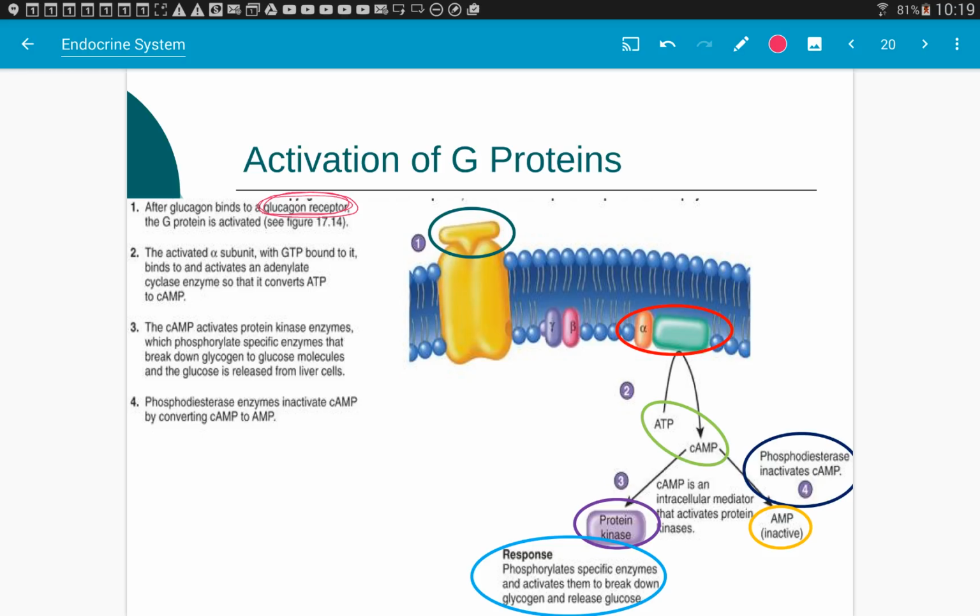So the first step is you have glucagon. Here's our glucagon right here. It binds to the receptor. We had a G protein, but when it binds to the receptor, our alpha subunit scoots on over. It disassociates. And so that alpha subunit that's activated scoots on over. It has GTP bound to it. You can't see it in the picture, but it's activated. GTP binds to it, and then it activates, where is it? Number 2.